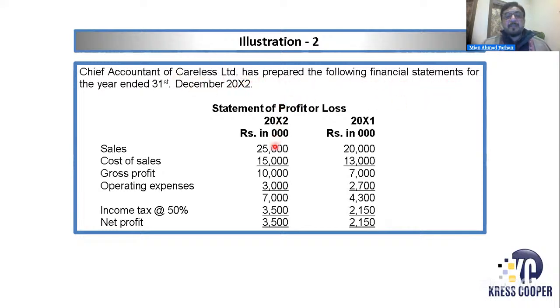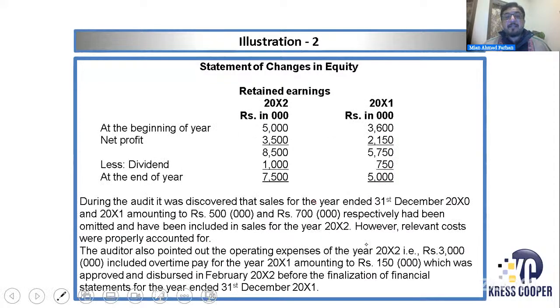So this is the illustration in which we see that the Chief Accountant of Careless Limited has prepared the following financial statements, in which the sales, cost of sales, gross profit, operating expenses, and the profit after tax are given. And the statement of changes in equity you can see over here: the beginning balance, the profit after tax and the dividend. So what errors took place, in fact?